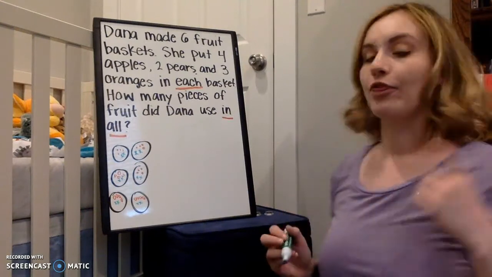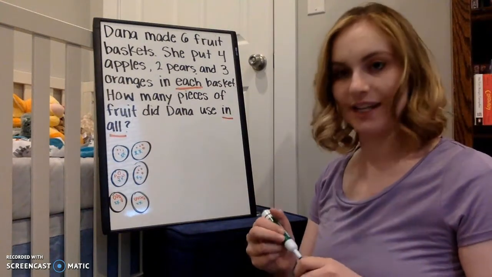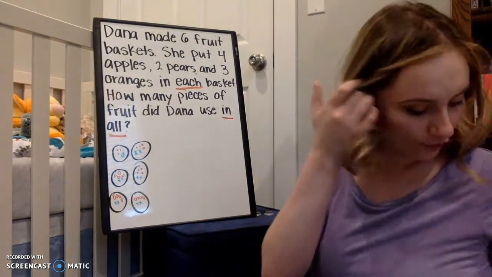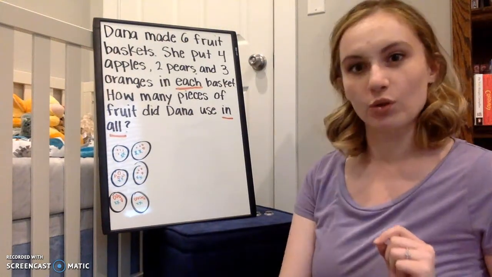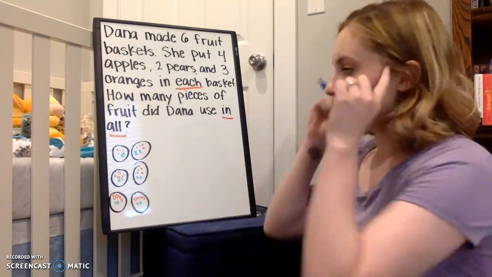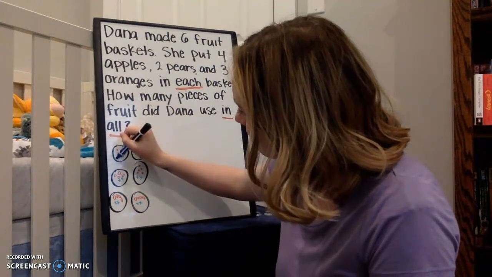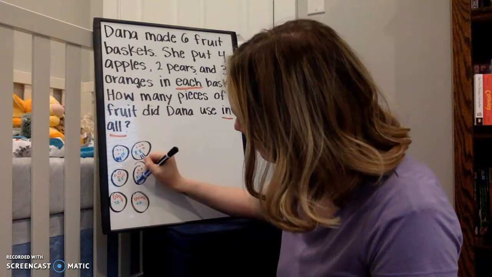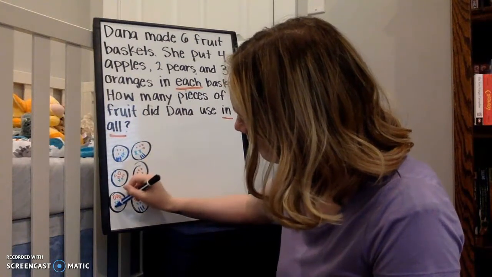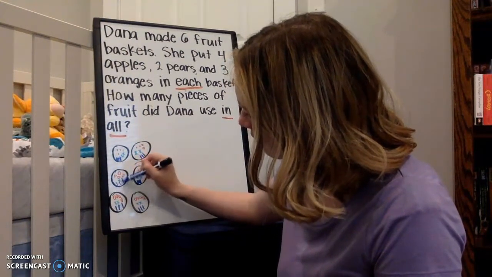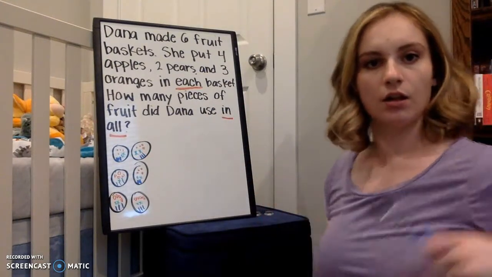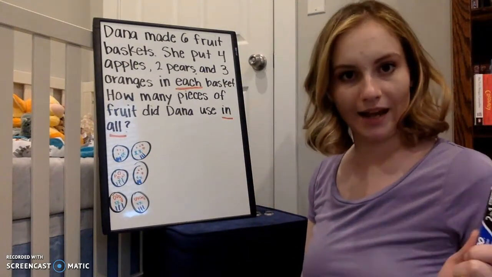All right. And three oranges in each basket. For oranges, I think I'm going to use blue. I don't have orange. Okay. Three oranges. One, two, three. One, two, three. Okay. I've done all of my fruit in each basket.